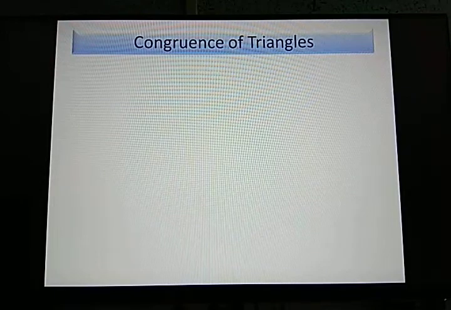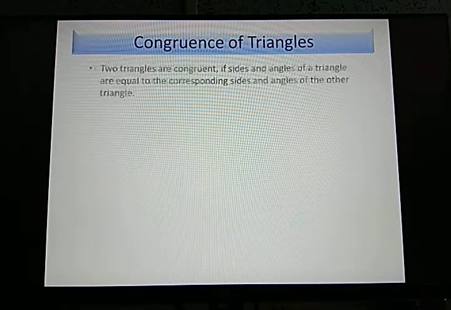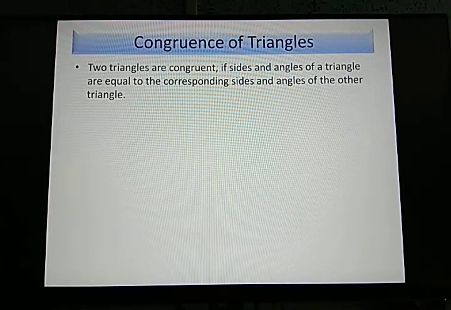Now comes the congruency of triangles. When can we say that two triangles are congruent? So let us see. Two triangles are congruent if sides and angles of a triangle are equal to the corresponding sides and angles of the other triangle. So if we take two triangles, and the sides and the angles of one triangle are equal to the corresponding sides and angles of the other triangle, then both the triangles are congruent.